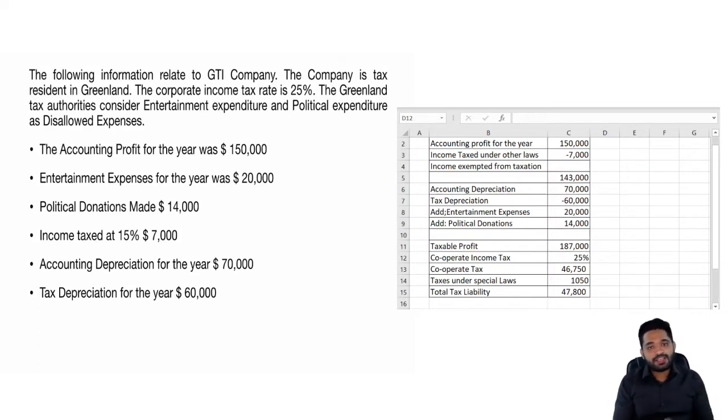A temporary difference comes when the expense is taxed under accounting profit and also under the taxable profit. Now, the classic example here is depreciation. You see accounting depreciation and there is a separate depreciation which is called tax depreciation. Now, this will result in a temporary difference. We will illustrate this further as we go on in the video.